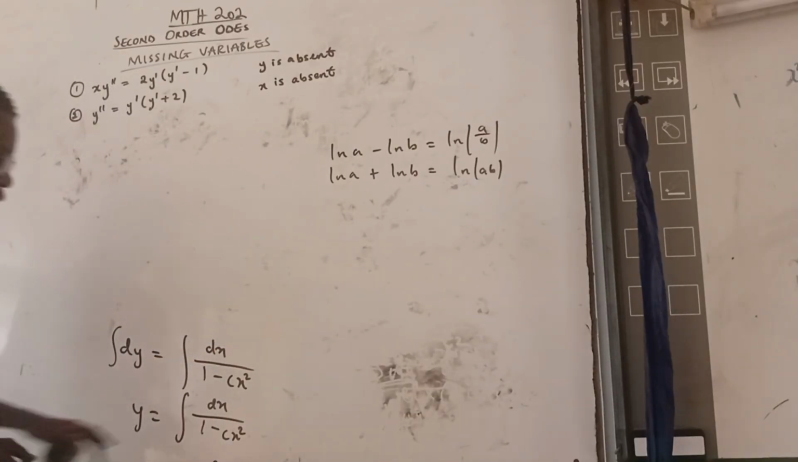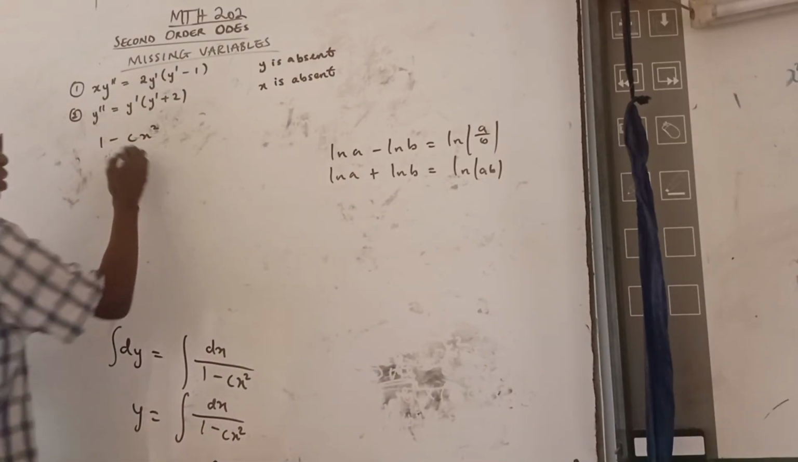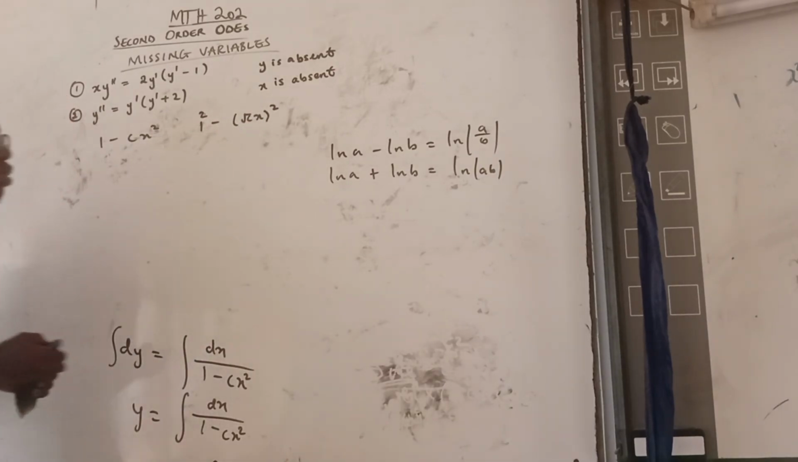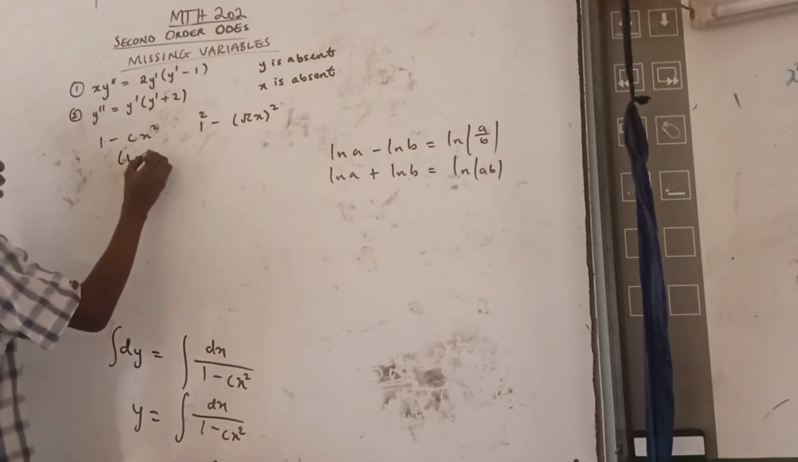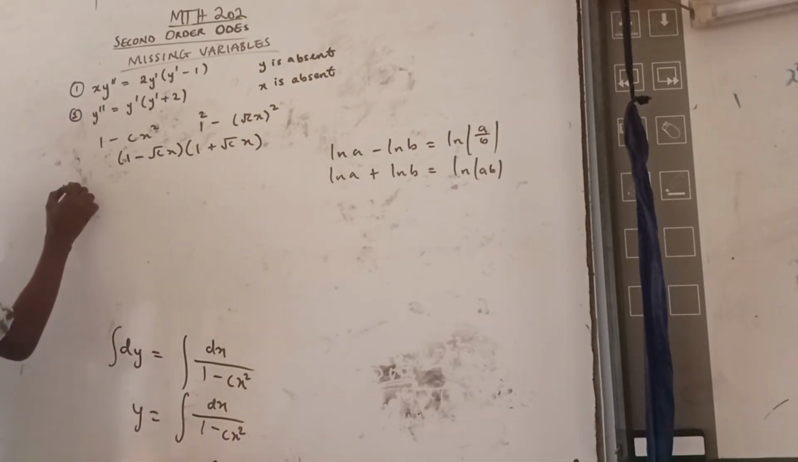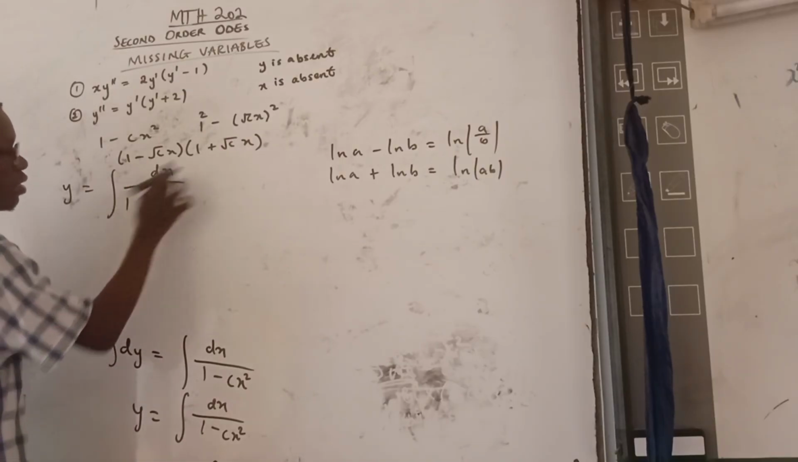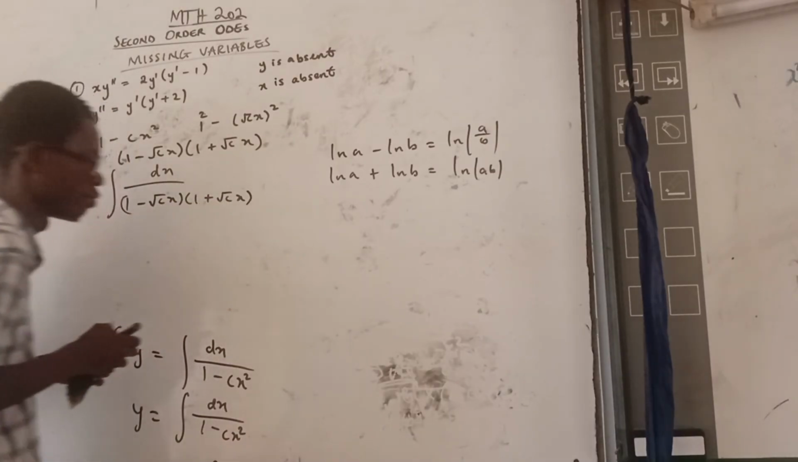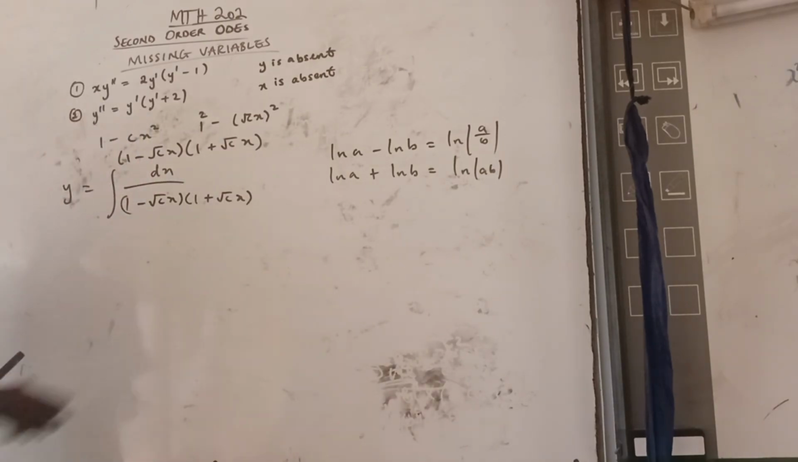So to get our final answer for y for this one, we are going to rewrite this. Don't forget, 1 minus cx squared can be written as 1 squared minus root cx squared. Difference of squares. If I open this bracket, I have cx squared back. So I'm going to have 1 minus root cx, 1 plus root cx. So I can write this as y equals the integral of dx over 1 minus root cx, 1 plus root cx.